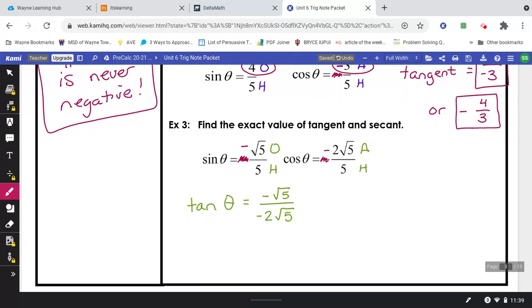And then some things are going to happen here. We are going to be able to cancel. So I'm going to cancel the square root of 5 with the square root of 5. And I'm going to cancel the negative with the negative, which leaves me a 2 in the denominator. Nothing in the numerator, but I will need a placeholder of a 1. So I get tangent is 1/2.